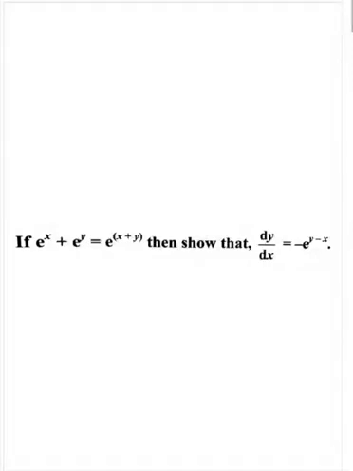Hello friends, let's understand the question first. We have e power x plus e power y equal to e power x plus y, and we want to prove dy by dx is minus of e to the power y minus x.